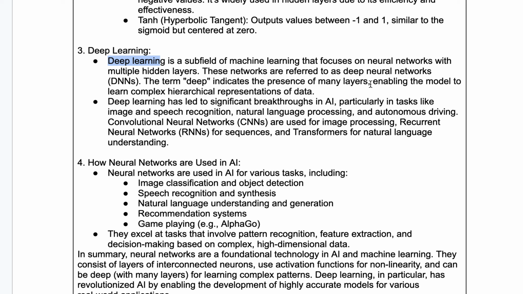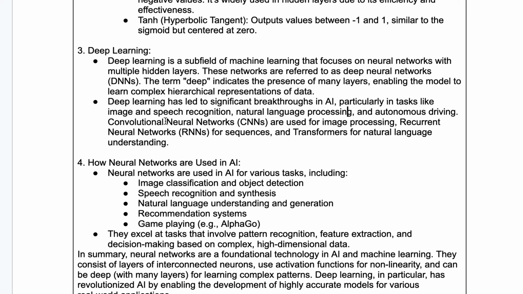These networks are referred to as deep neural networks, or DNNs. The term deep indicates the presence of many layers. So it has many, many deep hidden layers, enabling the model to learn complex hierarchical representations of data. Deep learning has led to significant breakthroughs in AI, particularly in tasks like image recognition, speech recognition, natural language processing, and autonomous driving.